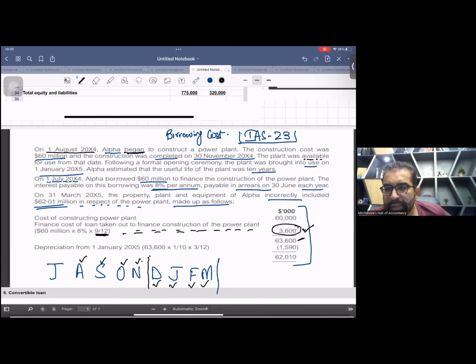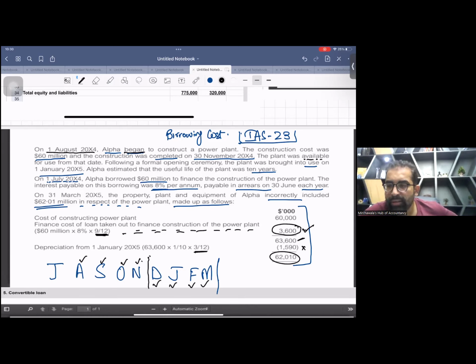You should depreciate it for 4 months. But what he has done is depreciated only for 3 months, 3 upon 12. This should be 4 months, 4 upon 12. So this depreciation is also wrong. So finally, this last number, this 62010, is wrong.